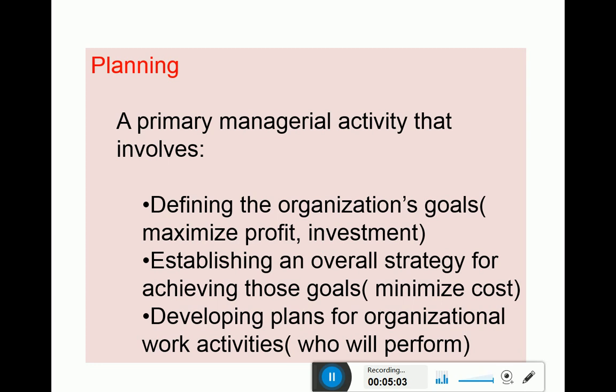Now look at the word used here, that is plan. A plan is simply a predetermined course of action to be taken in the future. A plan is a predefined action that will be performed in the future.